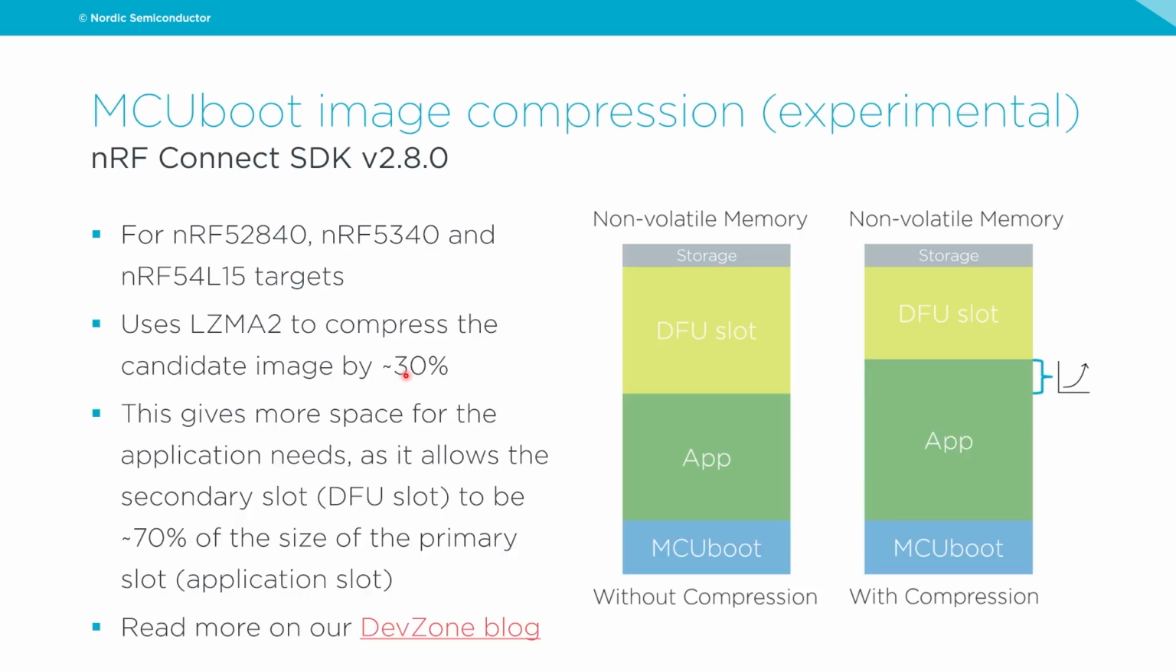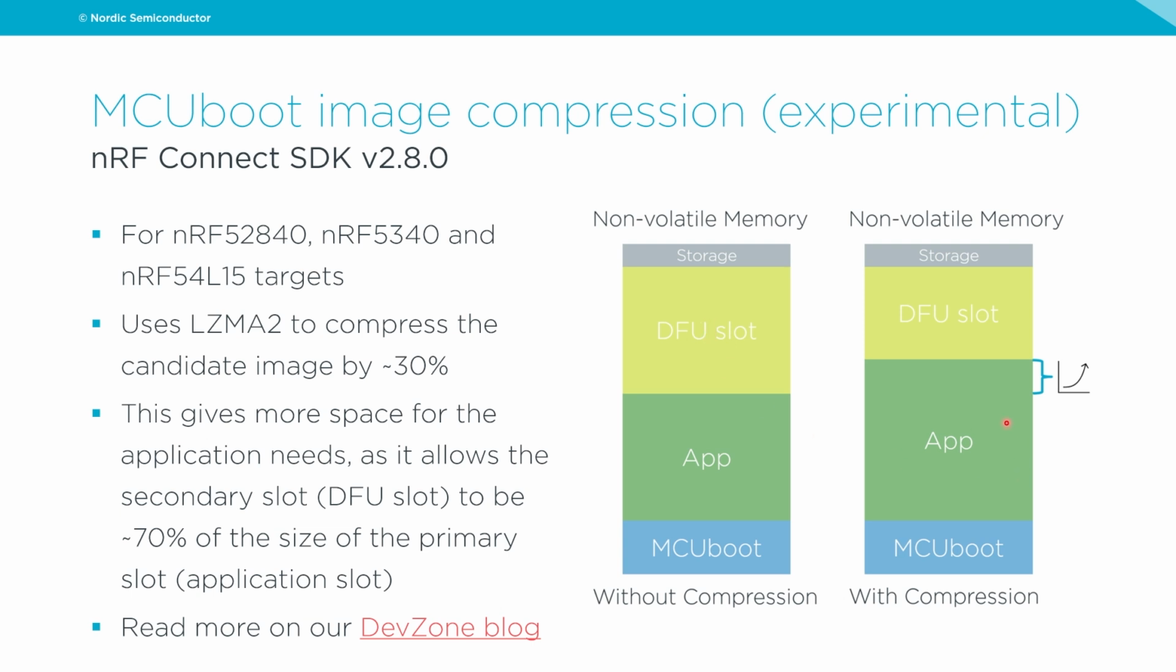Okay, so moving away from nRF54L15 into a little bit different topics. Something else that was added in nRF Connect SDK 2.8 was MCU image compression. This is experimental level. What does this mean? Using the LZMA2 algorithm, you can compress the candidate image, basically the image that goes to the DFU slot, by about 30%. This gives you more space for your application needs.